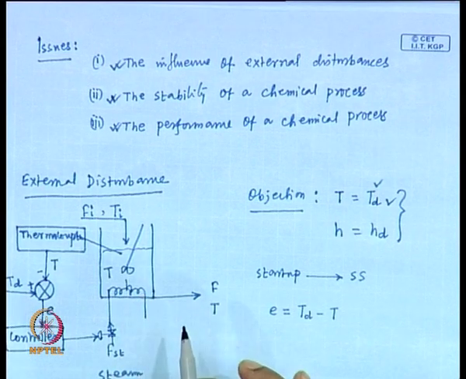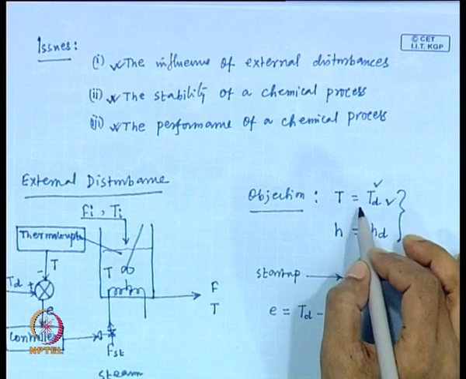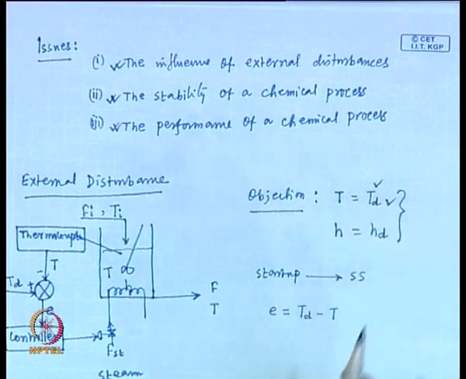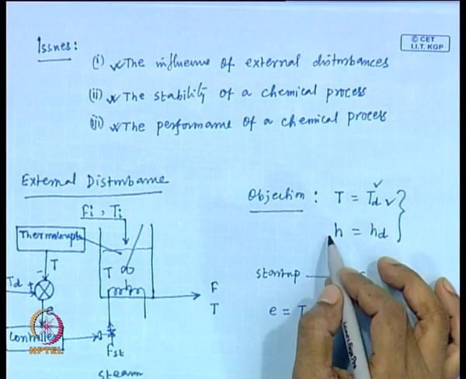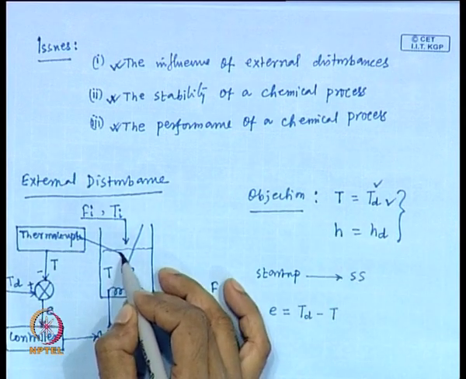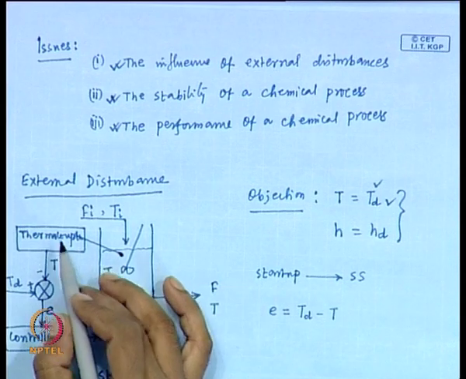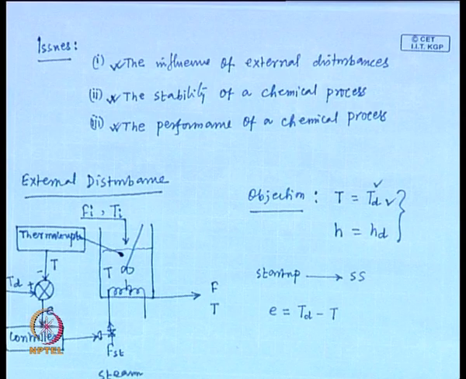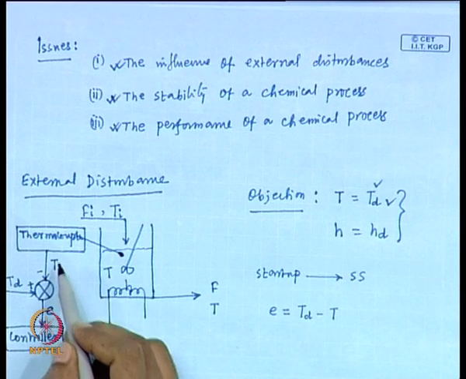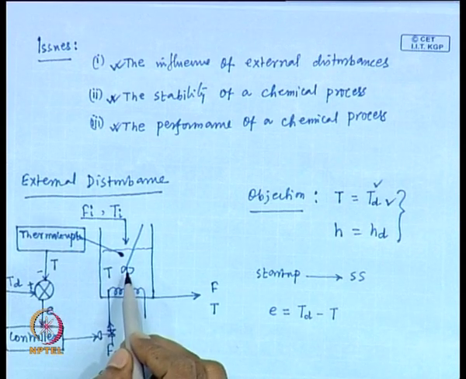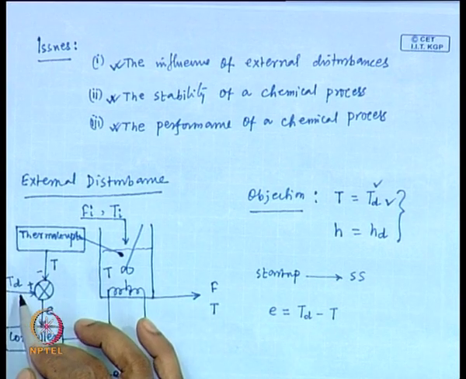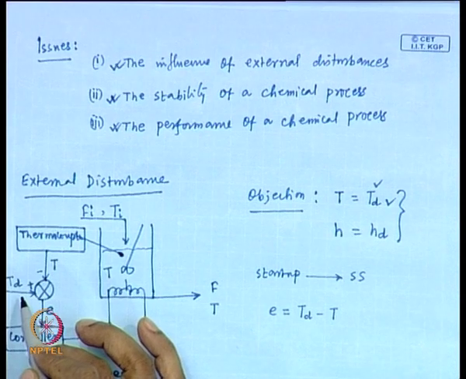We are considering only the first objective, that is we need to maintain the temperature at its desired value. We are not considering the second case. So, initially we need to measure the liquid temperature using one temperature sensor, that is thermocouple. We have assumed that the thermocouple outlet temperature is exactly equal to the liquid tank temperature. Then this temperature is compared with the desired temperature, that is T d.